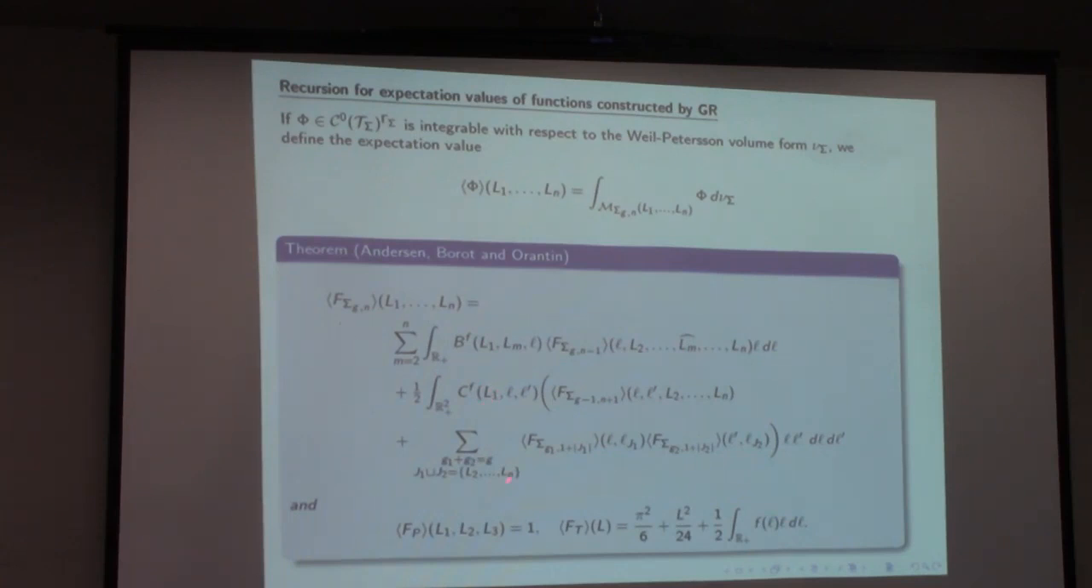which works just the way we have now seen several times in Bertrand's talk. And then there is starting data. If you want the average for a pair of pants, lengths L1 up to L3, well, that's just 1. And then the one for the torus is the volume of that moduli space. So that's pi over 6 plus L squared over 24 plus, and then just the simple average of the function L dL. So therefore, you don't need to know the function itself to compute its average to arbitrary g and n, by just running this recursion here.